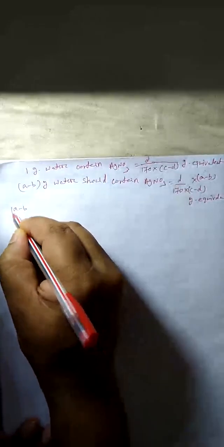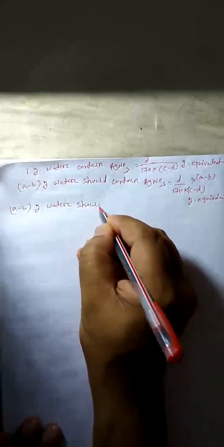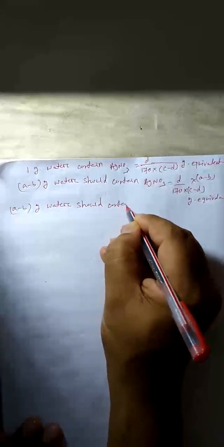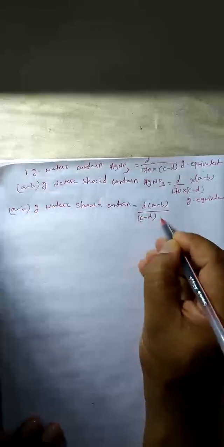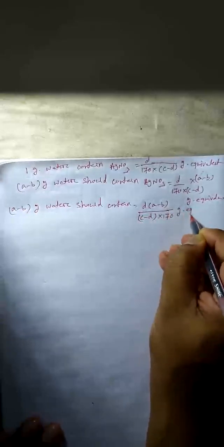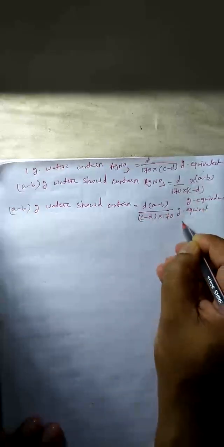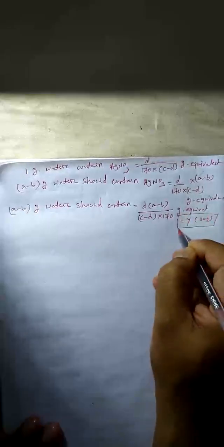That means A minus B gram of water should contain D into A minus B divided by C minus D into 170 gram equivalent. Let this value be Y.